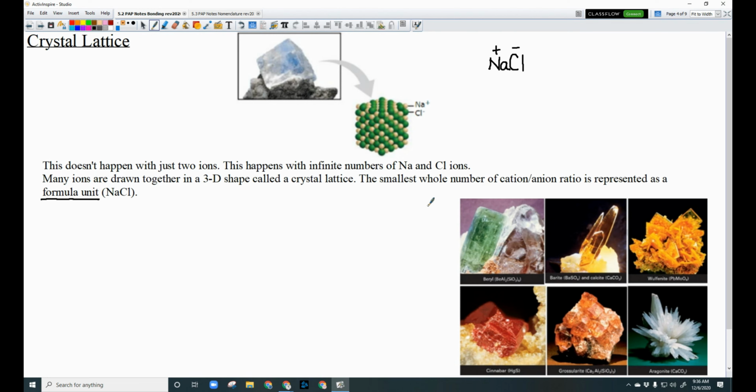All right, there are many different types of ionic bonds, and they form crystals, and some of these crystals are very pretty and have interesting shapes. Here we see beryl, which is beryllium, aluminum, and a polyatomic ion called sulfate that we're going to talk about in our next section. This is barite, which is barium and sulfate. Then calcite, which is calcium and carbonate. This is wolfite. This is plutonium, molybdenum, and oxygen. And this is cinnabar, which is mercury and sulfur combined together. This is grossular, which is calcium, aluminum, and silicate. And this is aragonite, which is calcium and carbonate.